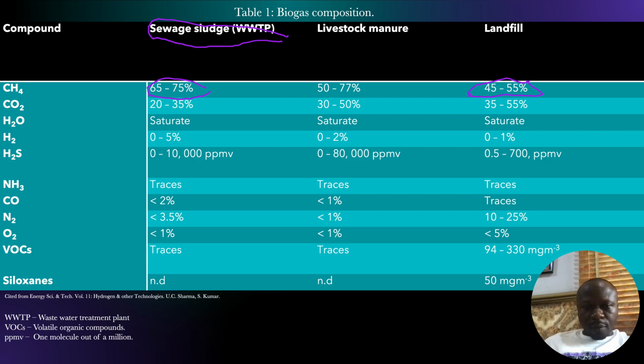Also, as you can see from the sewage sludge, the carbon dioxide is up to 20 to 35%, unlike in the landfill that gives you about 35 to 55% of carbon dioxide. Then other gases such as hydrogen sulfide, ammonia, carbon monoxide, nitrogen, oxygen, and other traces are in negligible quantities.